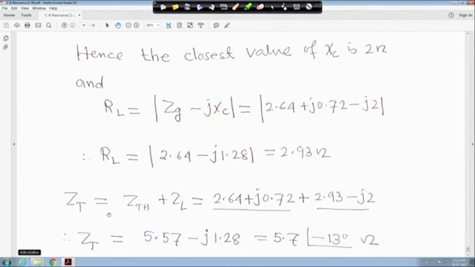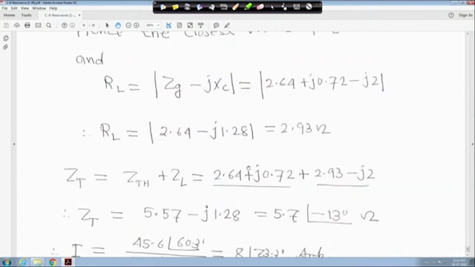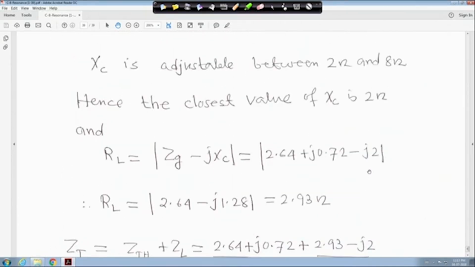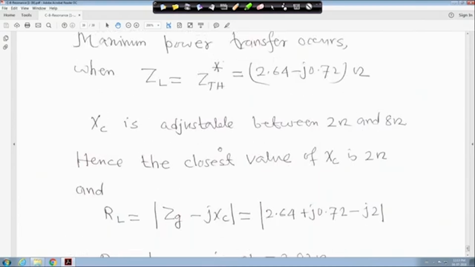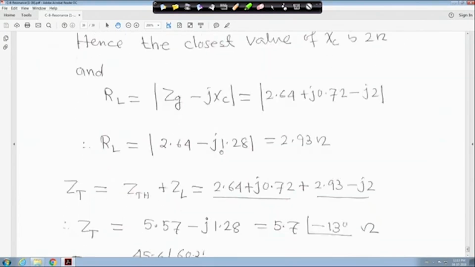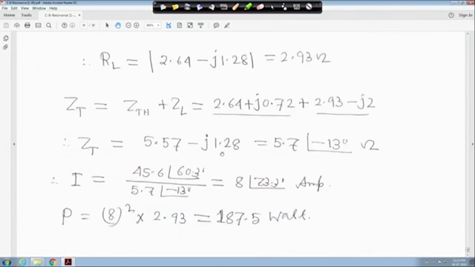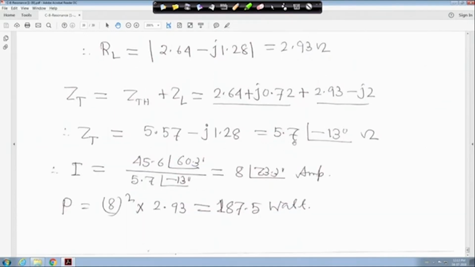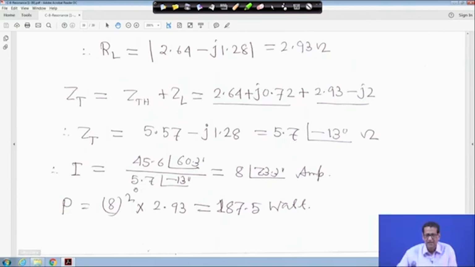Therefore ZT will become Z Thevenin plus ZL. Z Thevenin is 2.64 plus j0.72, and your ZL will become 2.93 minus j2, because a range is given and the closest value is 2, as XC is between 2 and 8. Now you calculate I: V Thevenin divided by ZT gives 8 angle 73.3 degree ampere, and power is equal to 8 squared into 2.93, which is 187.5 watt.